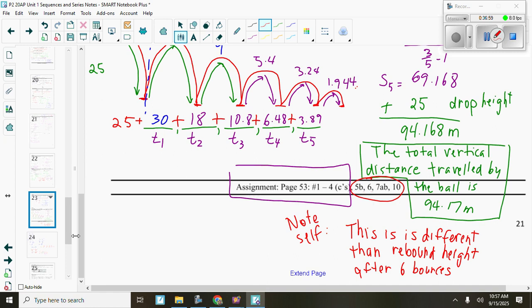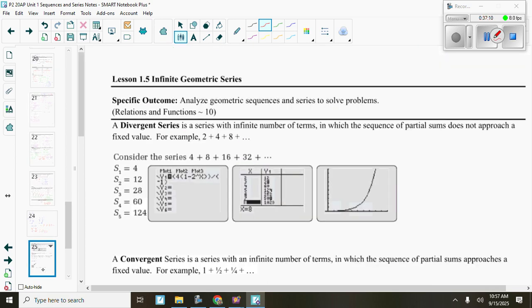All right, our final topic is simply a special case of a geometric series. We are going to be looking at something called the infinite geometric series. And yes, this is where you get to use the infinity symbol.